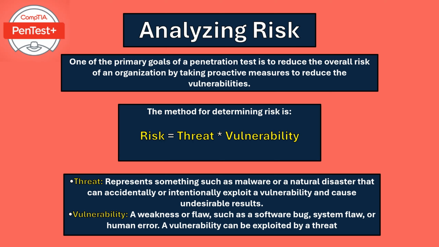Threat represents something such as malware or a natural disaster that can accidentally or intentionally exploit a vulnerability and cause undesirable results. A vulnerability is defined as a weakness or flaw, such as a software bug, system flaw, or human error. A vulnerability can be exploited by a threat.